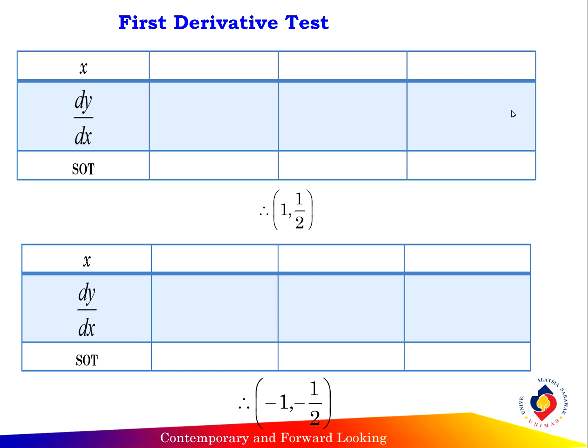Okay, so you draw the table of the first derivative. First here, you check the value of x. You put the value of x, and second row, the sign of the first derivative, dy over dx, and last here you put the shape of the tangent. Yeah, and determine the shape of the tangent, and in conclusion here, the relative maximum or the relative minimum point.